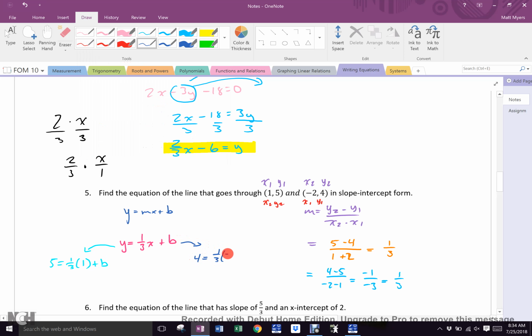Parallel, what does that mean? That the slope I need is the same as that. But that is in what form? Standard form. Does standard form give us the slope? Not without doing what? Not without applying algebra, right? So first, let's kick this guy into shape so he's telling us the slope.